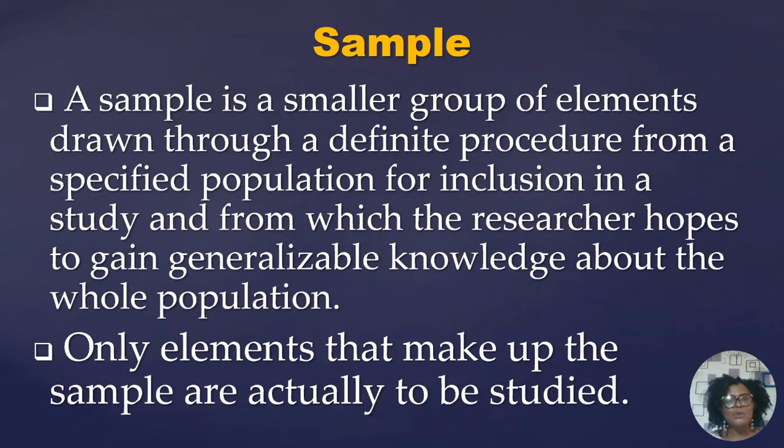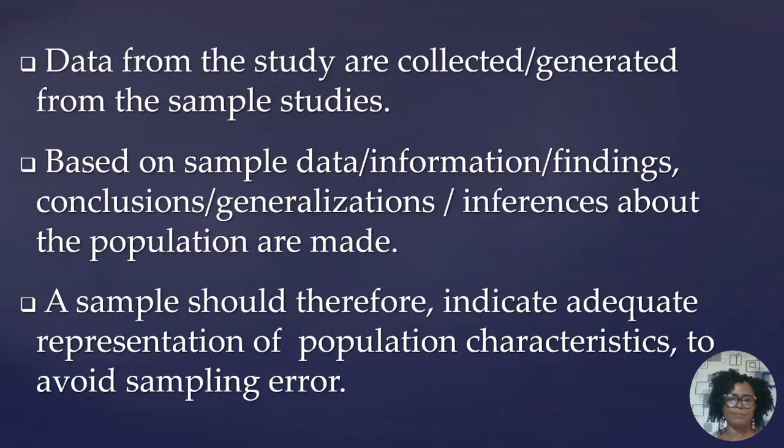So once you know that the people you are going to study in a group, whatever information you get from them, you are going to use to generalize to the population, you've got to be very careful in choosing your sample. Only elements that make up the sample are actually to be studied. So if you are talking about senior secondary school students in Nigeria, and you now want to study senior secondary school students in Akwa Ibom, what we are saying here is that only elements that make up the sample, those people you choose from Akwa Ibom or from Abia State or from the state you have sampled, are the people that are going to be studied. We will not study other ones you did not sample.